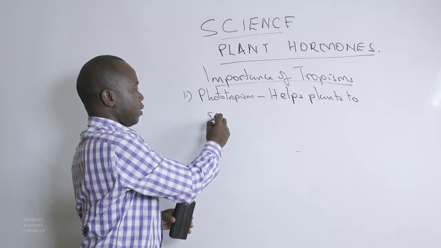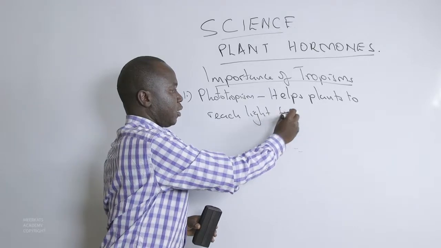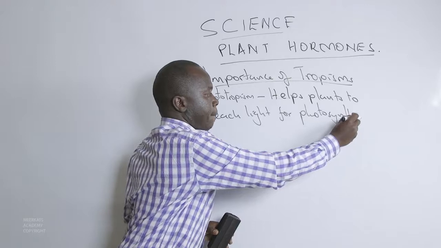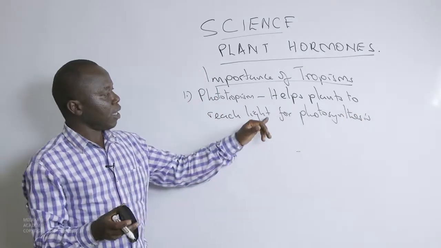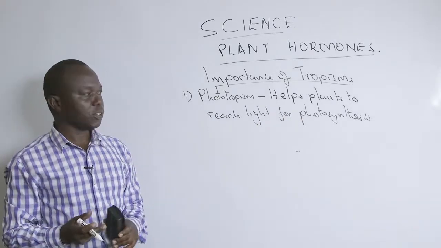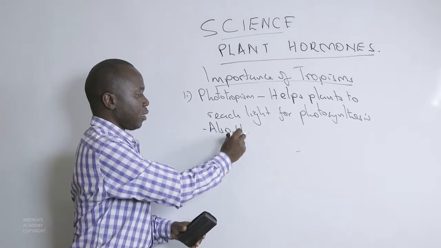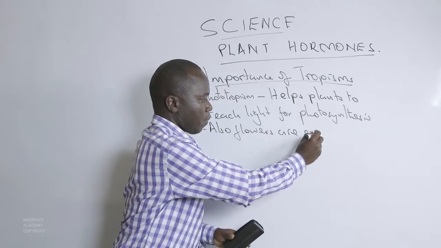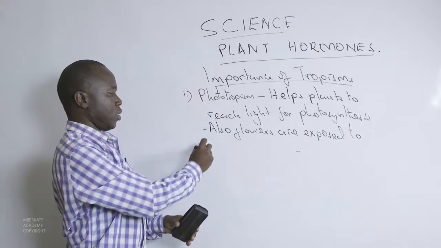To reach light for photosynthesis. But also, as the plants are reaching light for photosynthesis, flowers are also exposed to pollinating agents.